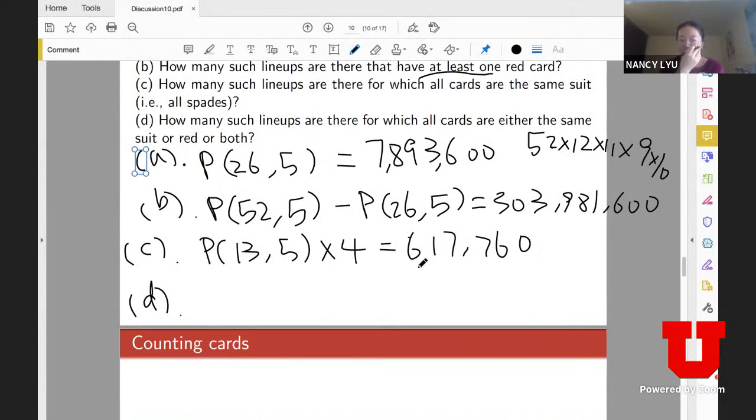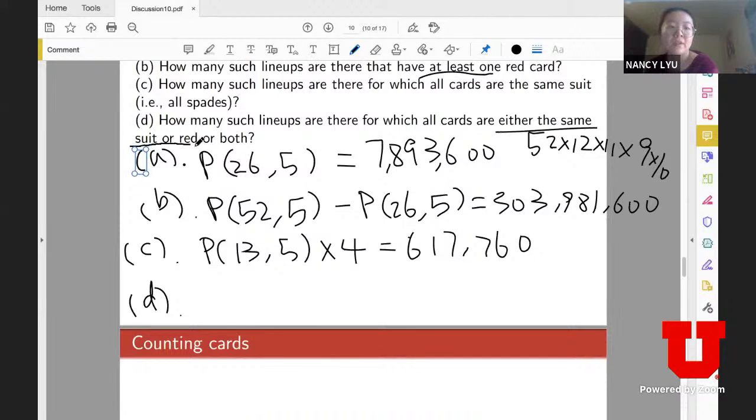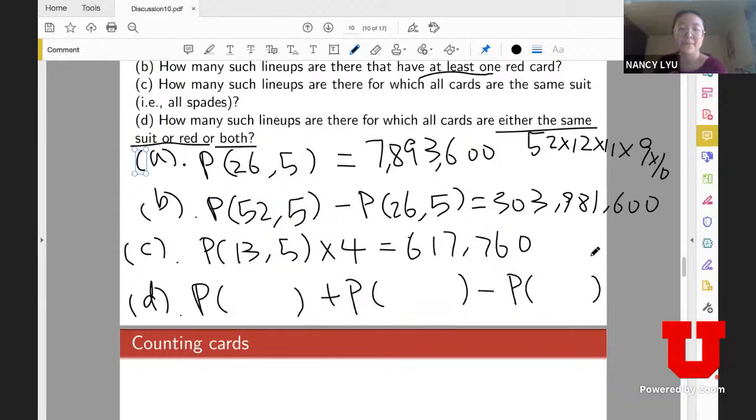Okay, so part D asks how many such lineups are there for which all cards are either the same suit or red or both. So what we can do is find the possible ways of the same suit plus the possible lineups of all red, and then minus both, because we overcount since we have overlaps here.